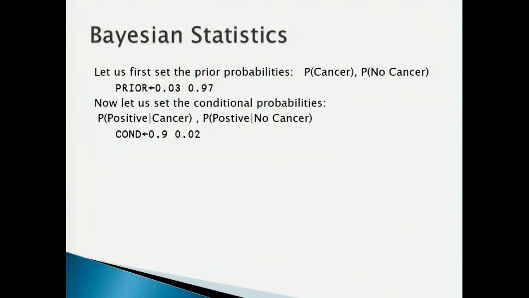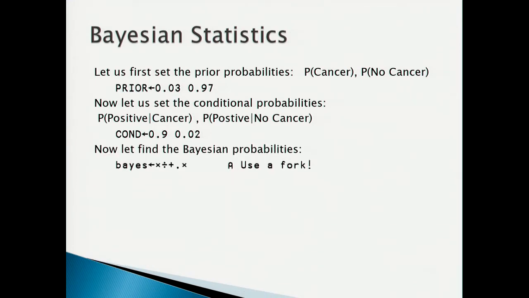Now we set the conditional probabilities here. Given that the test comes out positive, what's the probability you have cancer? 90%. And the probability that the test is positive and you don't have cancer is only 2%. So let's say you take the test and it comes out positive. What's the probability you have cancer? This is an example of Bayesian statistics where you're reversing the conditioning. Well, the answer to this question is quite surprising.